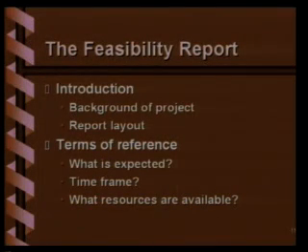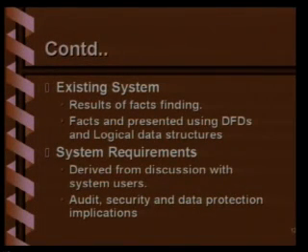What is the outcome of the feasibility study? Well, the outcome of the feasibility study is the feasibility report. What does the feasibility report contain? Well, the introduction, where the background of the project is to be told, report layout, terms of reference, what is expected, time frame, what resources are available, basically specifying some basic facets. But in addition, we need to talk about the existing system, results of the fact finding, whatever facts we have found, facts are presented using DFDs and logical data structures, if that is possible.